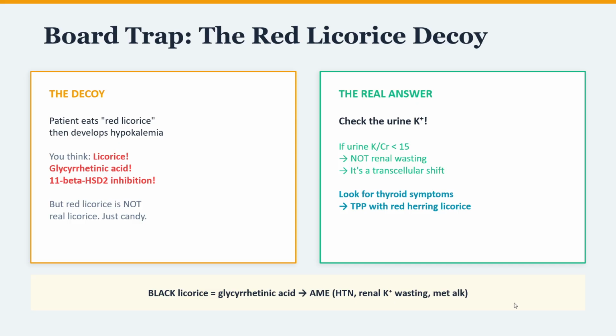Now, black licorice, the real stuff from the Glycyrrhiza glabra root, does contain glycyrrhetinic acid, and it does cause apparent mineralocorticoid excess with hypertension, renal potassium wasting, and metabolic alkalosis. But that's a different episode. The takeaway: always check the urine potassium before jumping to a diagnosis.